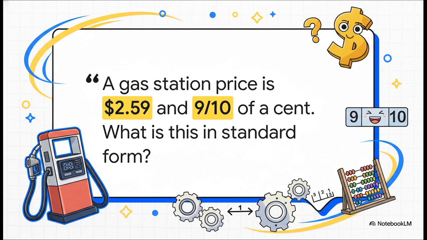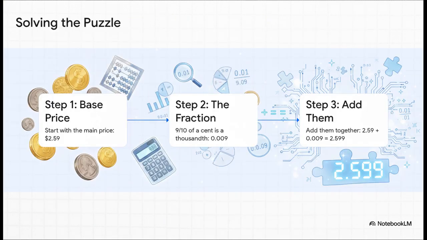Don't worry, let's break it down. The best way to solve any tricky problem is one small step at a time. So, step 1, let's just grab the easy part, the main price, which is $2.59. We'll write that down as 2.59. Easy. Now for step 2, the tricky part, 9/10 of a cent. Well, a penny is 1/100th of a dollar, or 0.01. So a tenth of that is even smaller. It's a thousandth of a dollar. That means 9/10 of a cent is 9 thousandths, which we write as 0.009.